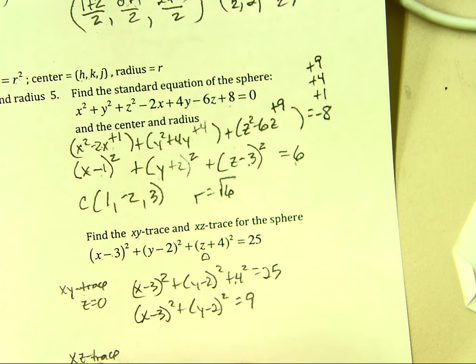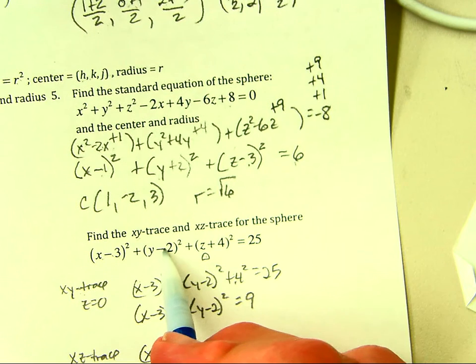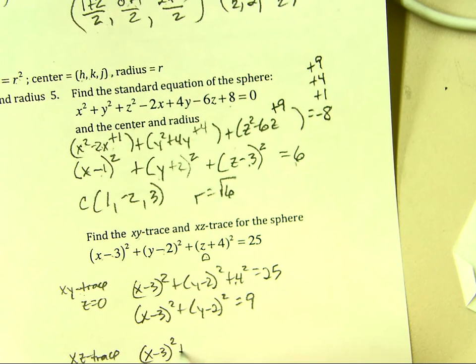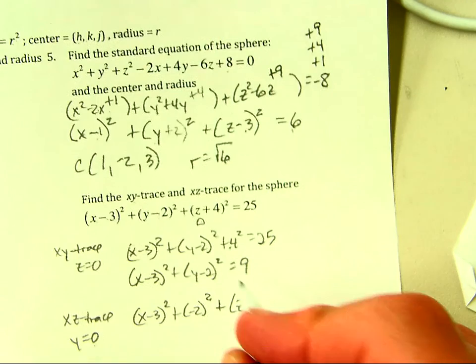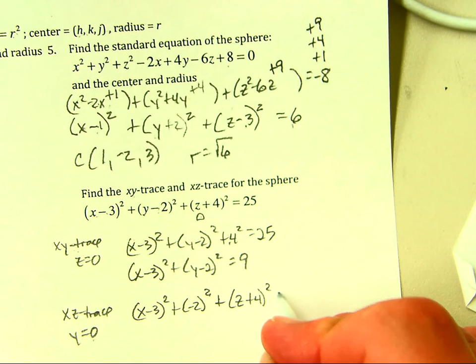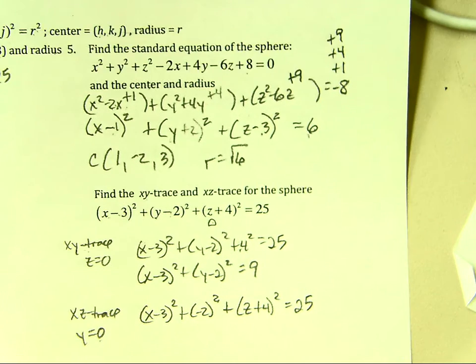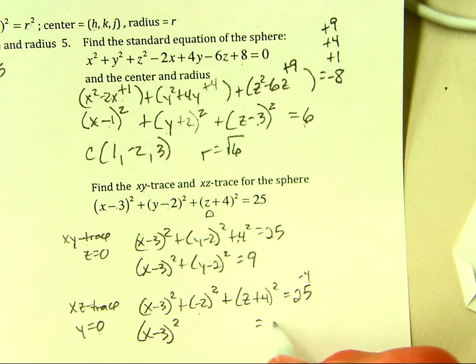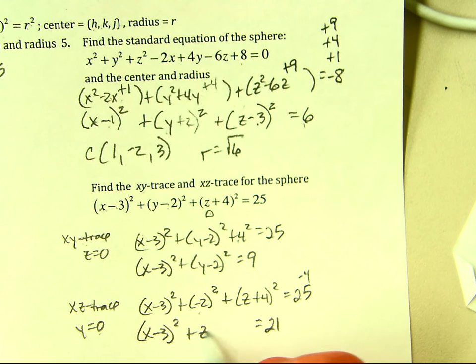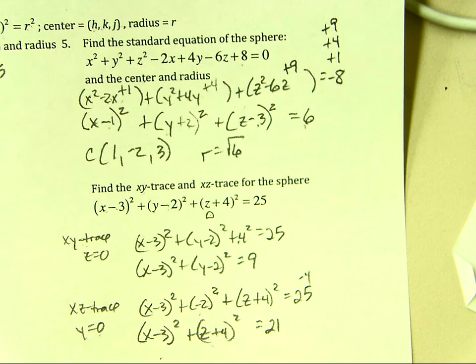We also want an XZ trace. Well, for an XZ trace, we want to get rid of y, so we set y equal to 0. So again, nothing happens to the (x minus 3) squared. Now we're going to put 0 in for y. 0 minus 2 is a negative 2 squared. Now this time the z is going to stay. So it looks like that. Now to simplify, we're going to leave the x alone. Negative 2 squared is 4. We're going to move that to the other side. 25 minus 4 is 21. And leave the z alone. Again, that's the equation of a circle, and the two coordinates are x and z.